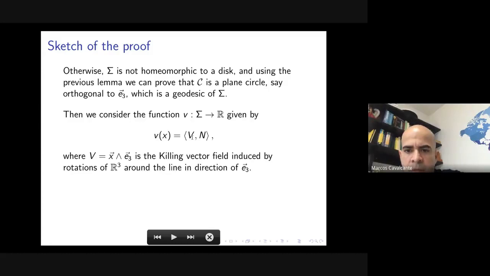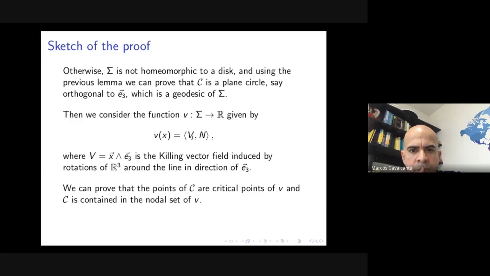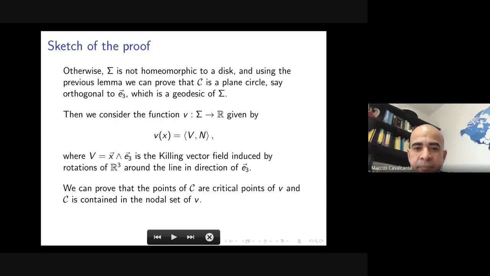Okay? So, we can prove that the points of C are critical points of V, and also they are contained in the nodal set of V. But I forgot to type here that V, since capital V is a Killing vector field, this function V is also a solution to the Jacobi equation. It means that the Laplacian of V plus the norm of the second fundamental form squared times V is zero. So V is a solution to this PDE, okay, to this equation.